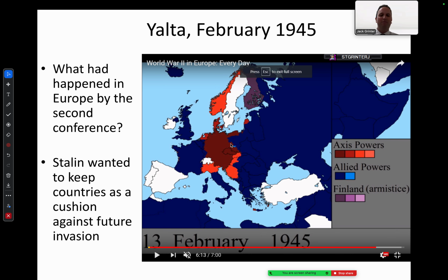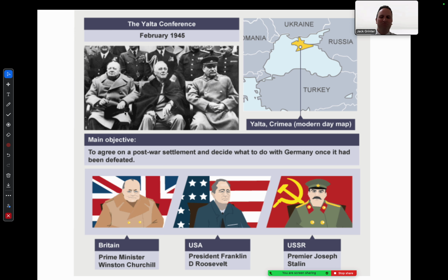Okay, but what's happening is these countries of Eastern Europe. We're talking here about Poland, Czechoslovakia, Hungary, Romania, Bulgaria. These countries are, in theory, being liberated by the Soviet Union. They're being liberated from Nazi Germany, aren't they? However, we're going to see what happens to them, whether or not they are liberated.